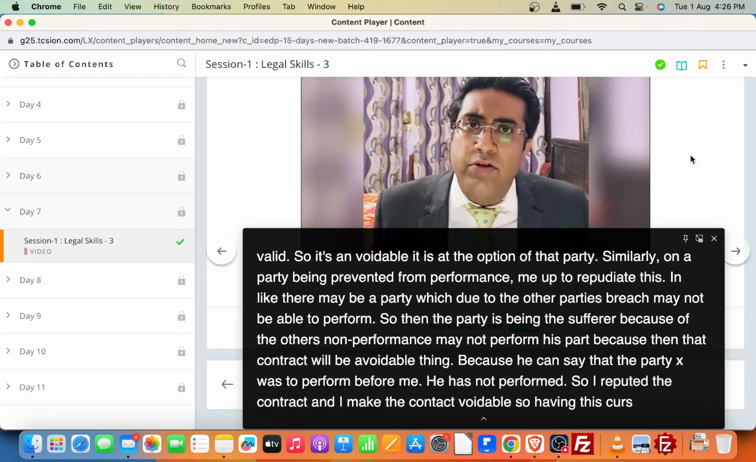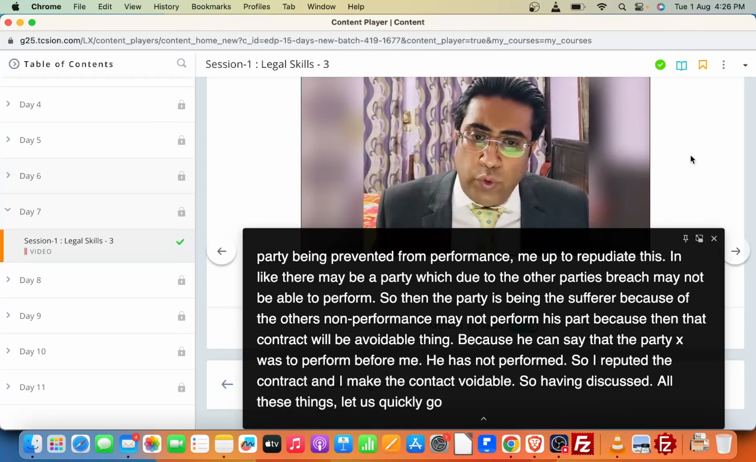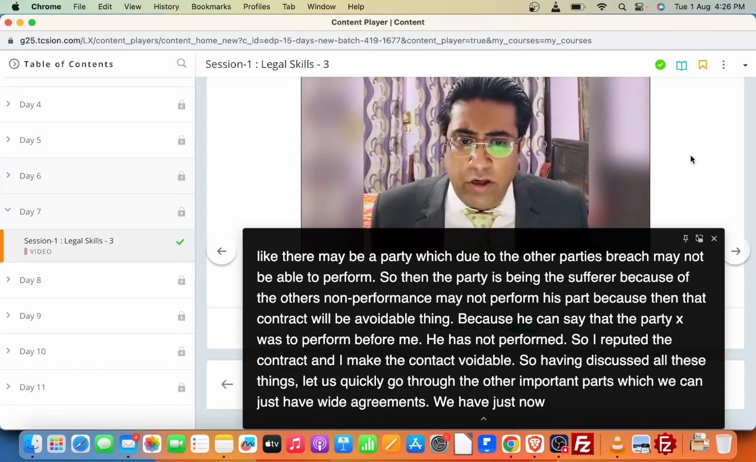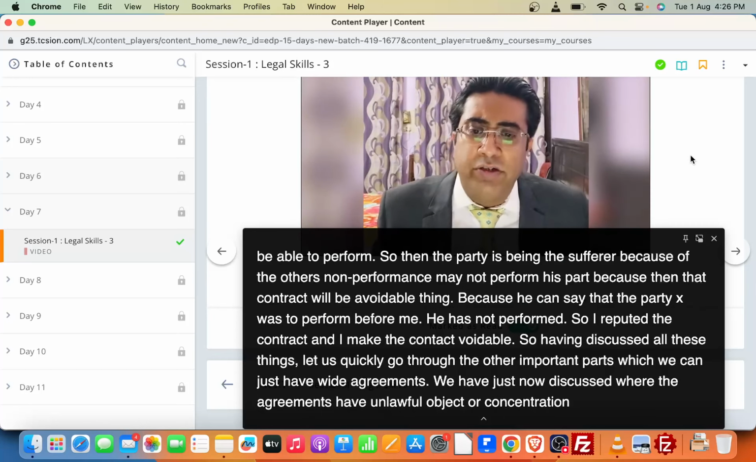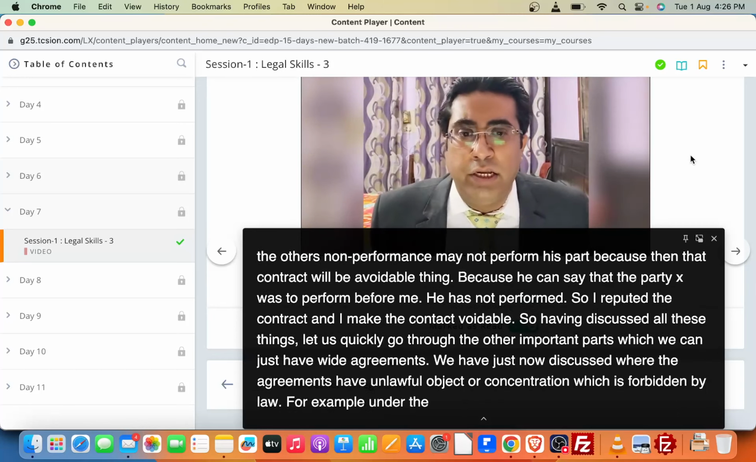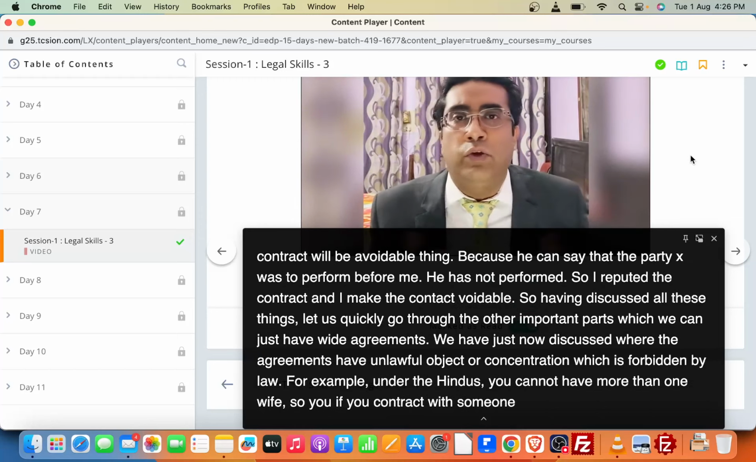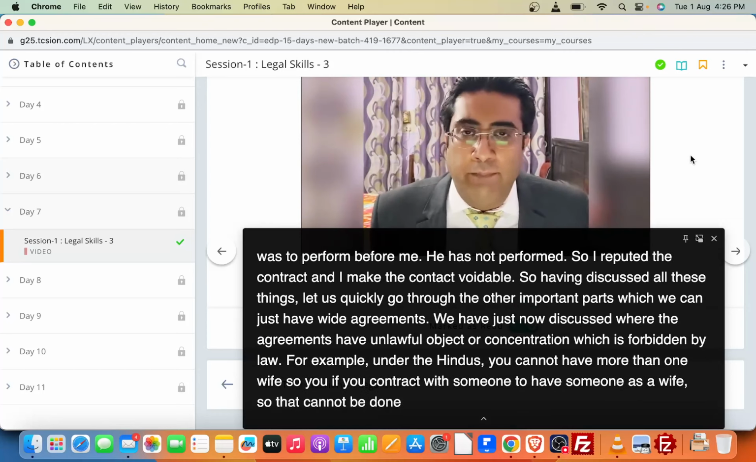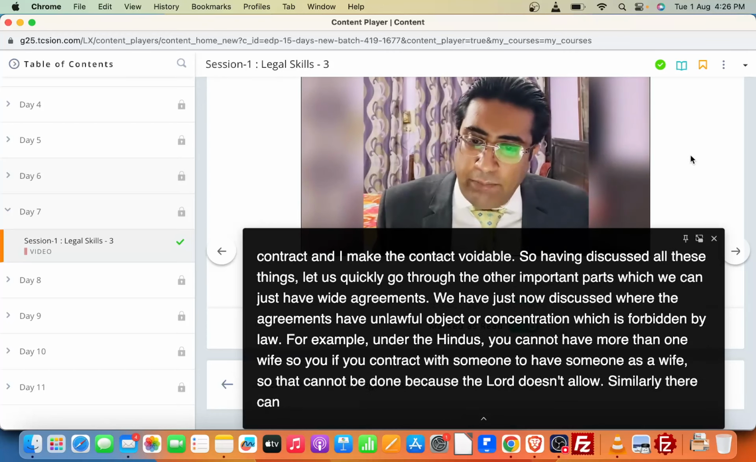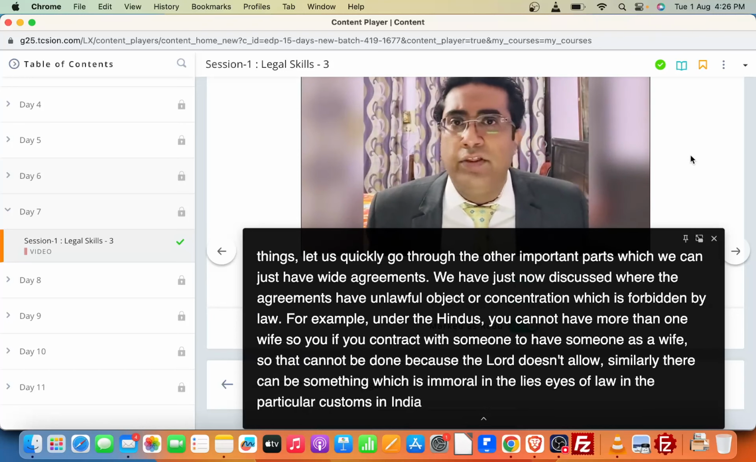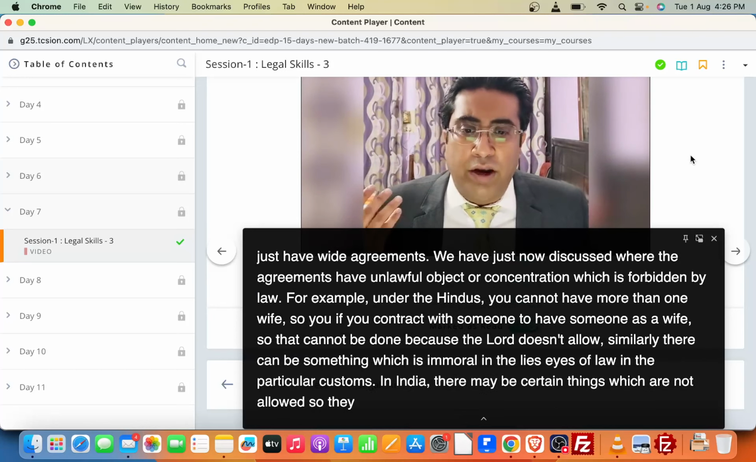So having discussed all these things, let us quickly go through the other important parts. Void agreements we have just now discussed, where the agreements have an unlawful object or consideration forbidden by law. For example, under Hindu law you cannot have more than one wife. So if you contract with someone to have someone as a wife, that cannot be done because the law doesn't allow. Similarly, there can be something which is immoral in the eyes of law in the particular customs in India. There may be certain things which are not allowed, so they are against public policy.